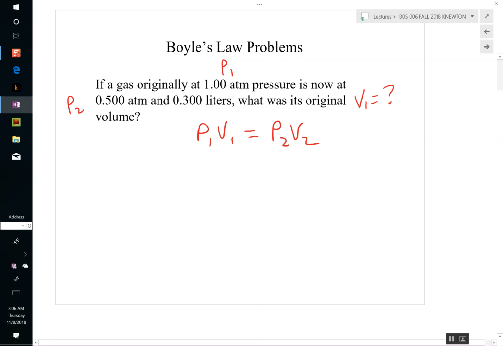V1. So this volume over here has to be what? 0.3 liters, V2. So we have a situation where V1 is our unknown. You can see that's what I look for right away. What do they want us to calculate here? And then you have everything else. This is 0.5 atmospheres. These have 3 significant figures in them.